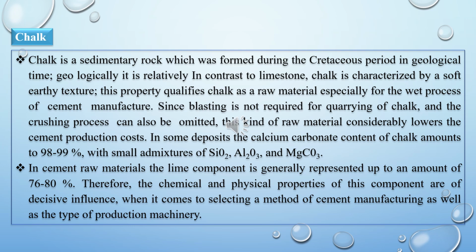Now, the last point is, in cement raw material, the lime component is generally represented up to an amount of 76 to 80%. Therefore, the chemical and physical properties of this component are of decisive influence when selecting a method of cement manufacture, as well as the types of production machinery. So students, this was chalk.